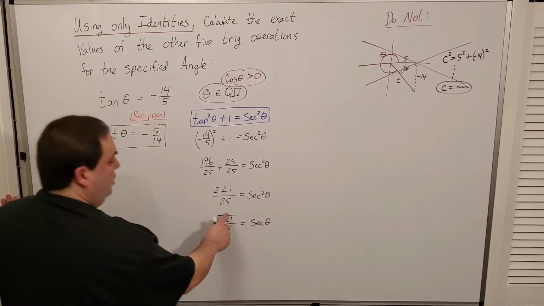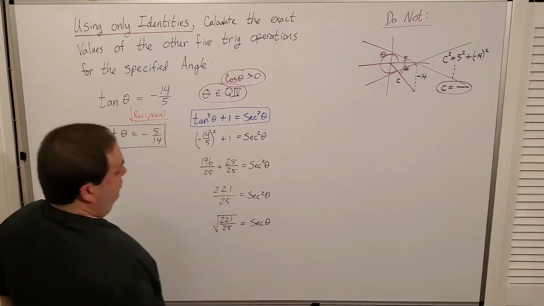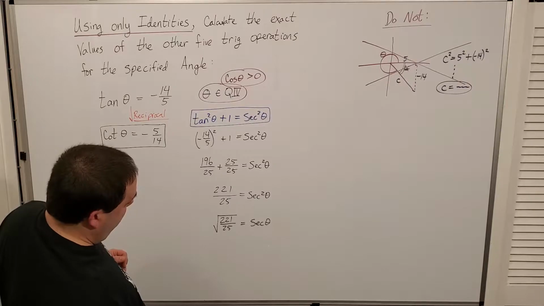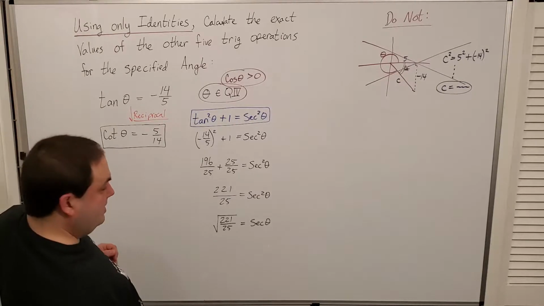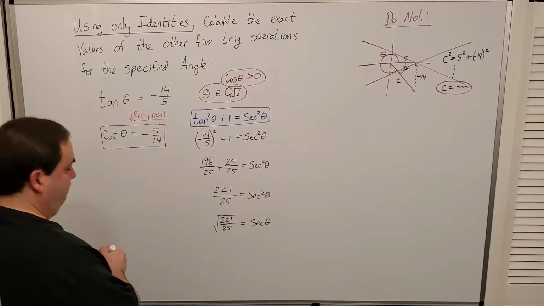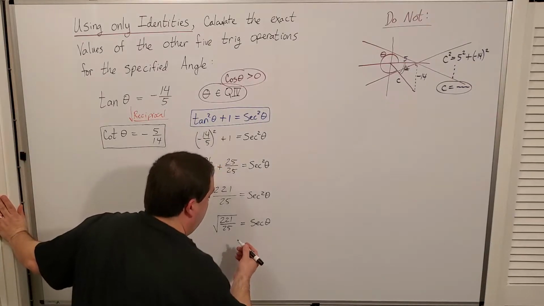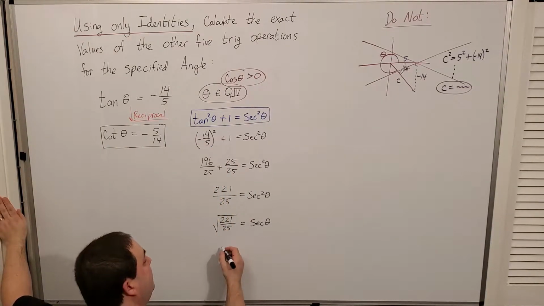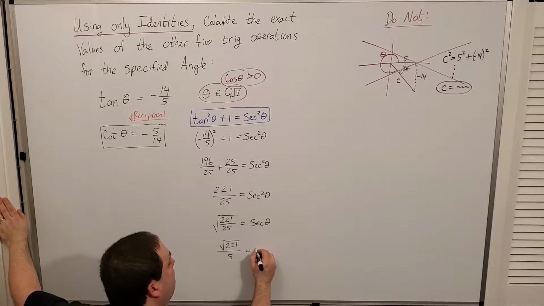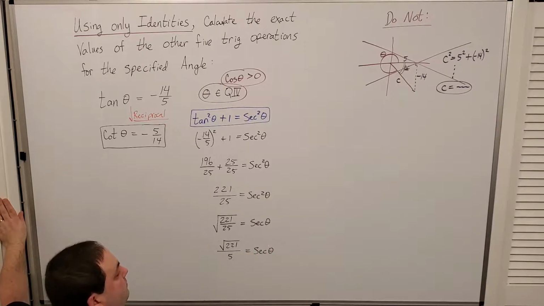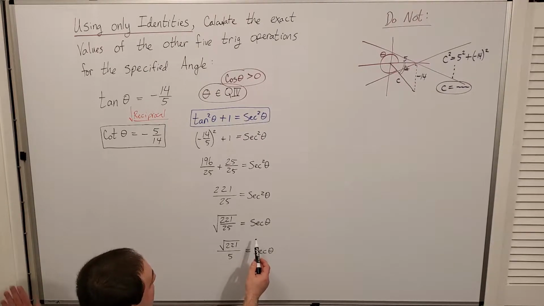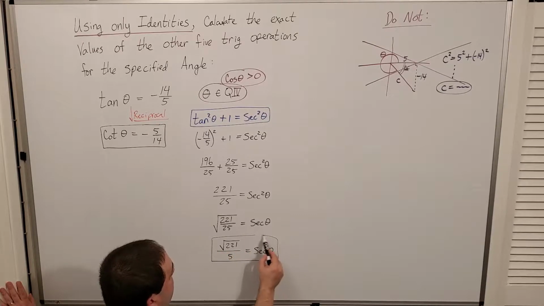Okay, now I'm just going to simplify this radical here. 221 is not divisible by 3. It's not divisible by 9. Let's see, is it divisible by 7? No. Okay, so then what I have is the square root of 221 over 5 is equal to secant theta, right? Okay, so I've got now one more of the answers.